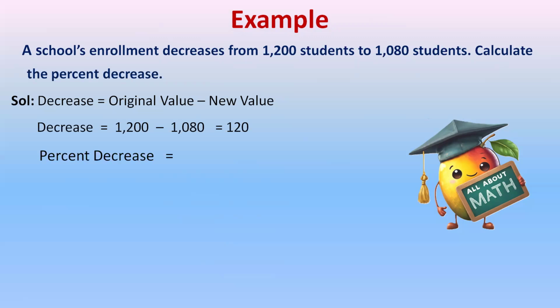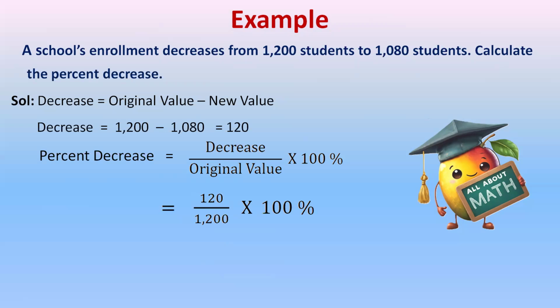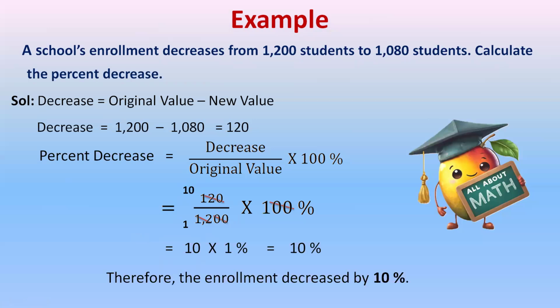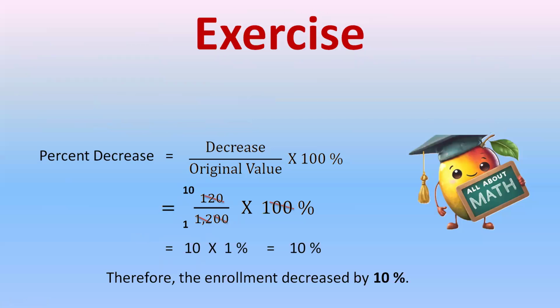Now, the percent decrease formula is decrease by original value multiply 100%. Decrease is 120 by 1200 multiply 100%. Let's do the cutting. Two zeros with two zeros. 12 and 120. 12 ones are 12. 12 tens are 120. So now we are left with 10 by 1, which is 10%. 10 multiply 1, that is 10%. So therefore, the enrollment decreased by 10%.